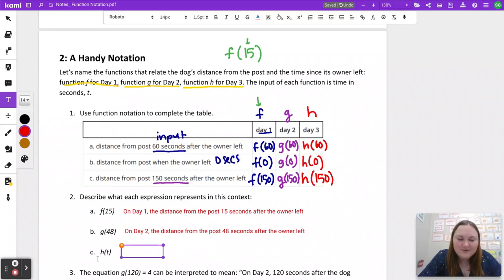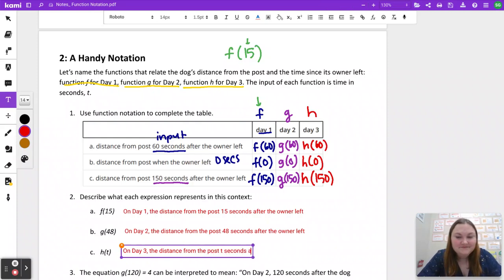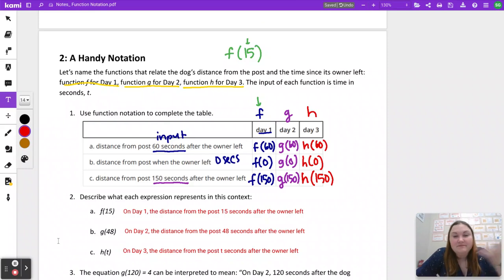I think the last one could be the most challenging because notice we don't have a number. We don't have an input. I'm going to start the same way though. H tells me we're talking about on day 3. And the T just tells me we're not talking about a specific time. So we could say the distance from the post T seconds after the owner left means I'm talking about just some random time. We're not sure what time. But this whole phrase would represent on day 3, whatever that distance is at that specific time.